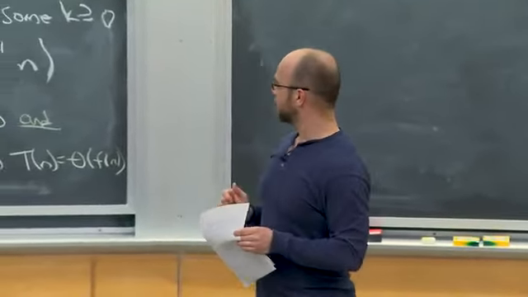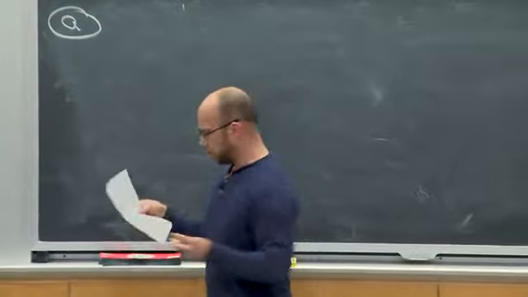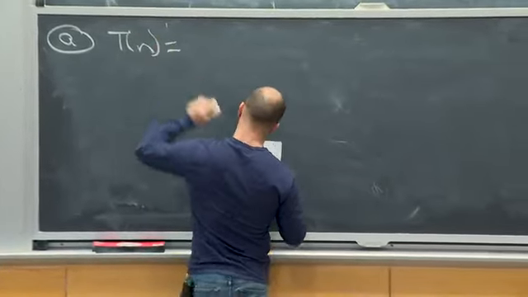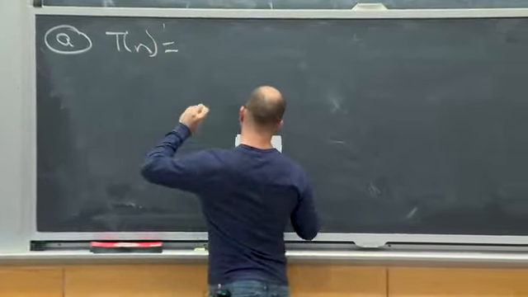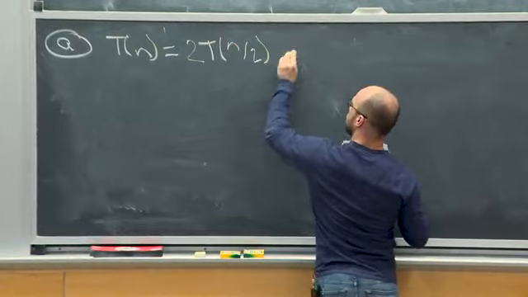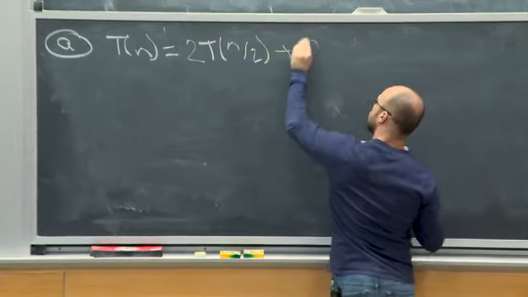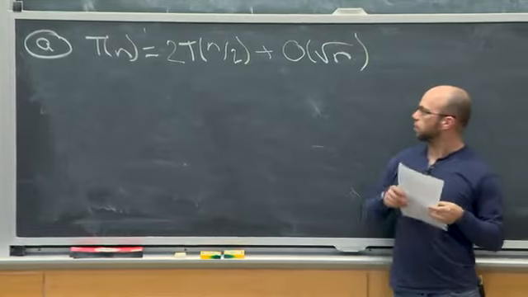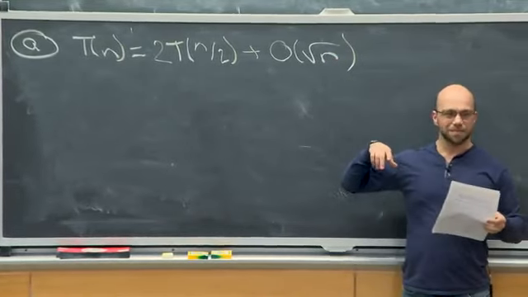OK, so let's do an example problem here. So let's do part A. In part A, they give you a recurrence, which isn't all that different from merge sort or any of the other ones. It looks something like this. T of n is equal to 2T of n over 2 plus some other term, which they don't tell you anything about beyond that it's big O of square root of n.